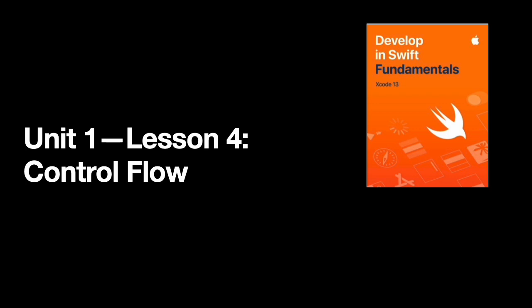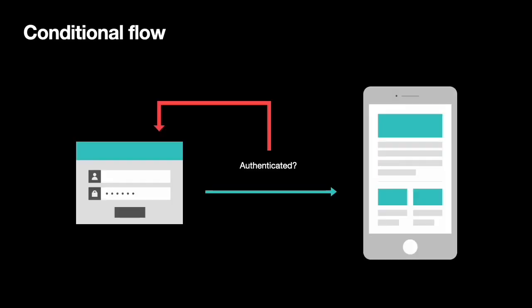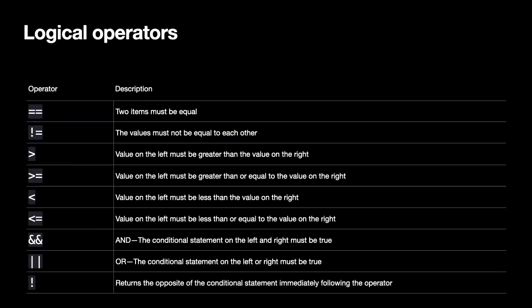In this lesson, you will learn how to use logical operators to check conditions and to use control flow statements such as if, else, and switch to choose the code that will be executed as a result. Here's an example of the need for conditional flow. If a user is authenticated, then we want to go to the detail screen. However, if a user is not authenticated, then we want to display an error message and go back to the login screen. Here are the logical operators in Swift.